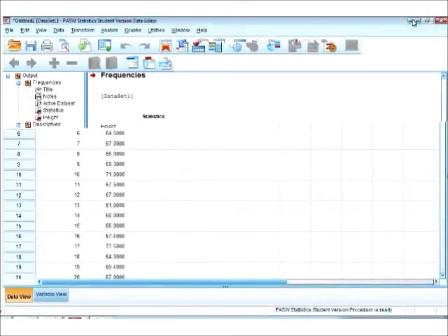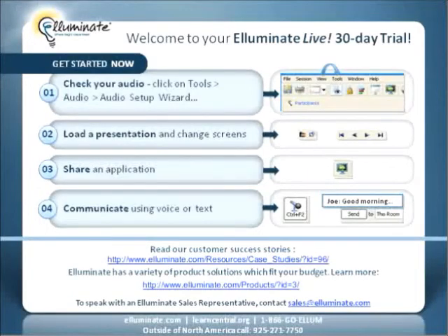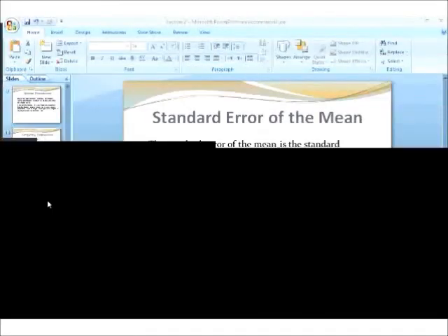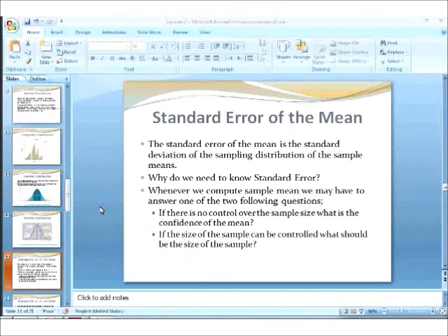So now let's go back to our slides here. When you read the first bullet, it will take some time to digest it. The standard error of the mean is the standard deviation of the sampling distribution of the sample mean. So there are too many samples and deviations and all that. But when we discuss this, it will become easier for you to understand.